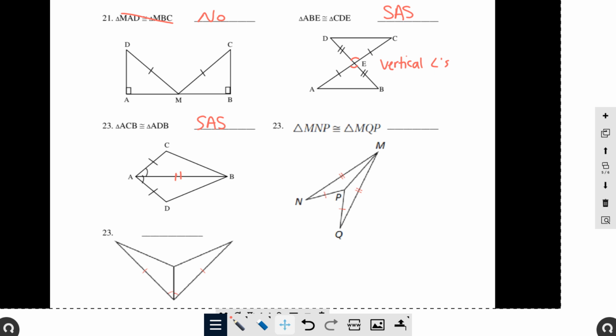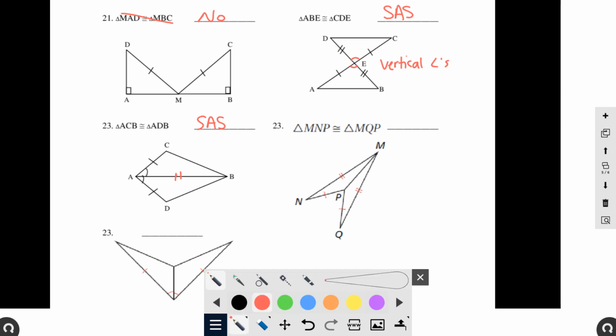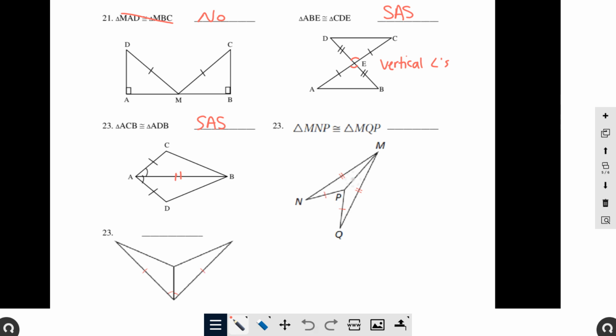Okay, let's look at 23 over here. Is there anything else that I can do? I can mark P and M. Now, notice I already have something marked with 2 lines, so I need to mark MP with 3 lines. So why are those 2 triangles equal? Side, side, side. Y'all are just going to shorten this as much as possible, huh?